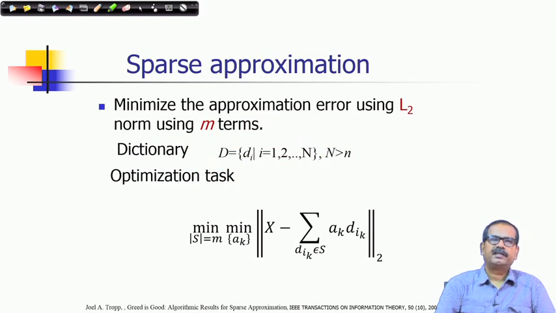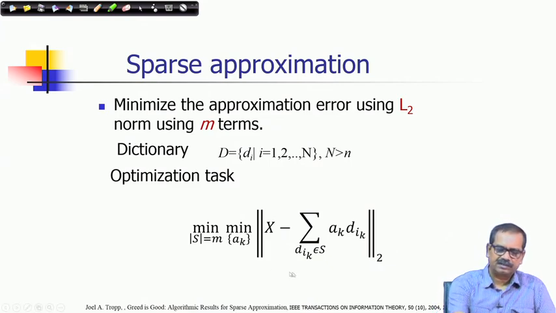To elaborate on this optimization task, we can consider this mathematical formulation, where we have to minimize the approximation error using the L2 norm. You know, the L2 norm is basically the Euclidean distance in the n-dimensional space, and you are using this and also using m terms. So, you have a dictionary D, which is a set of d_i's, each one is an atom, and this considers the L2 norm.